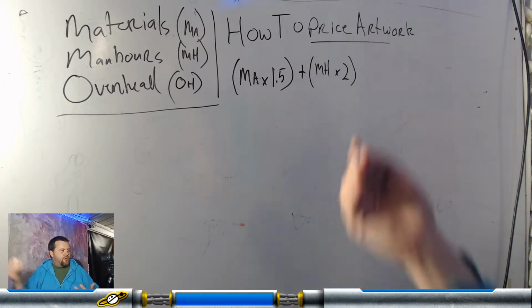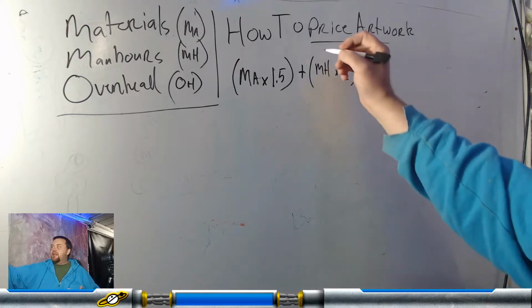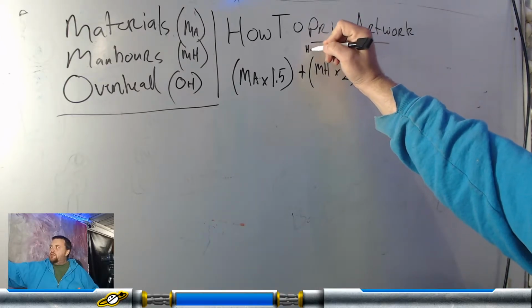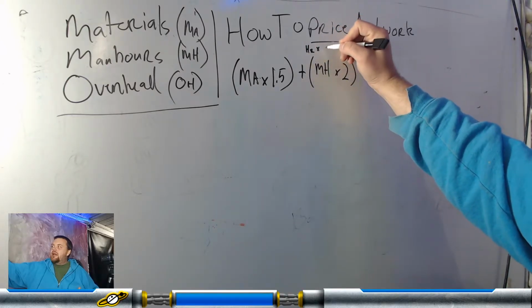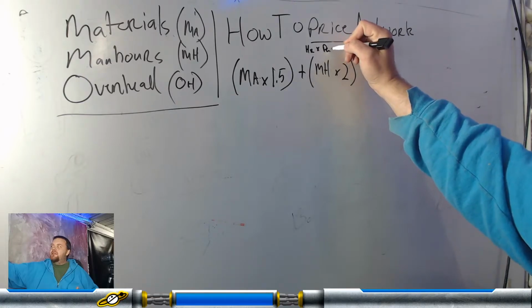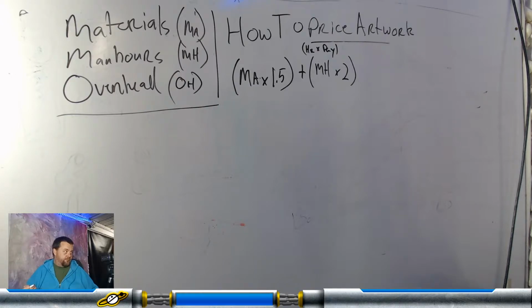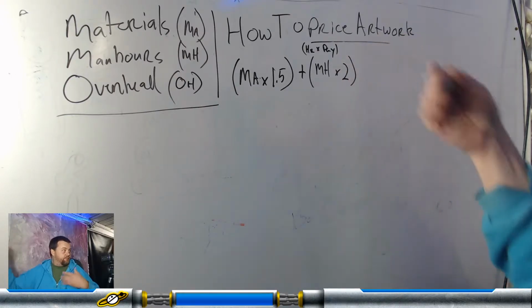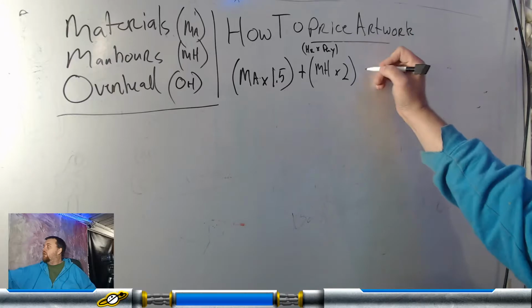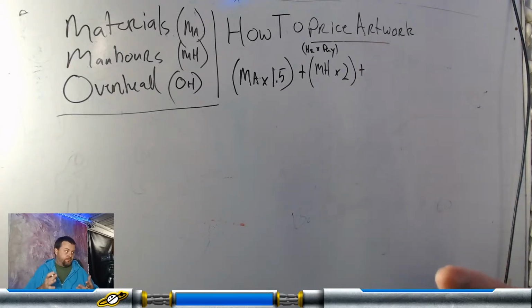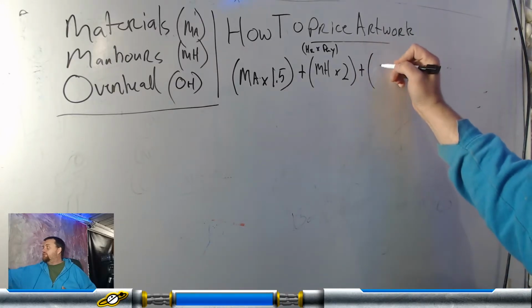And I'll show why you can change some of these things. And your man hours are going to be your total hours times the pay that you want. Okay? And you're going to double that. Gives you that buffer. Plus your overhead.